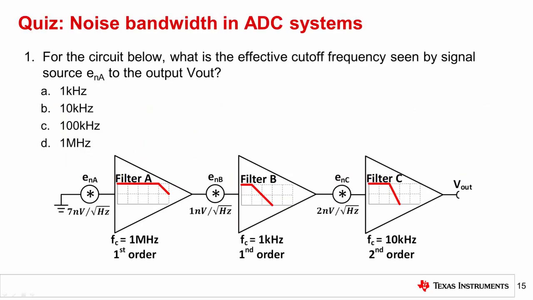Question 1. For the circuit below, what is the effective cutoff frequency seen by the signal source ENA to the output Vout? The correct answer is A, 1 kHz. When several filters are cascaded, the cutoff frequency will be equal to the cutoff of the lowest filter.